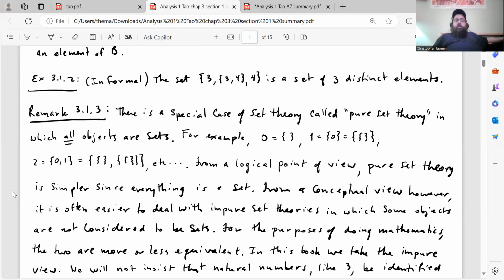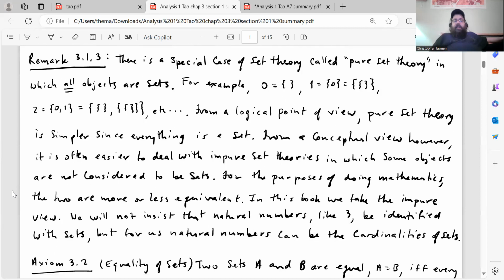From a logical point of view, pure set theory is simpler, since everything is a set. But from a conceptual view, it's often easier to deal with impure set theories, in which some objects are not considered to be sets. For the purposes of doing mathematics, the two are more or less equivalent. In this book, we take the impure view.